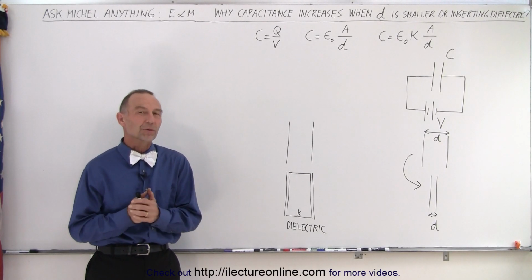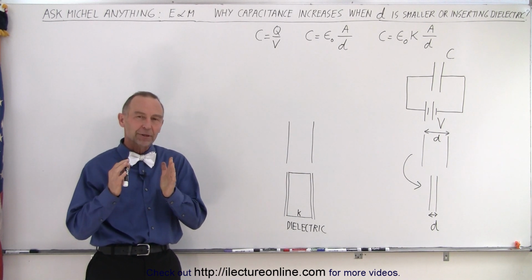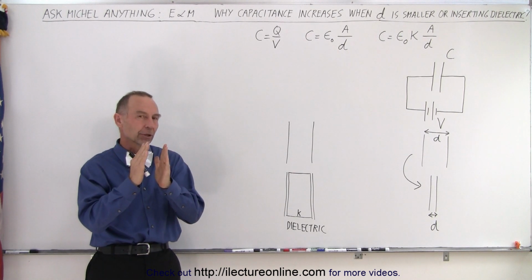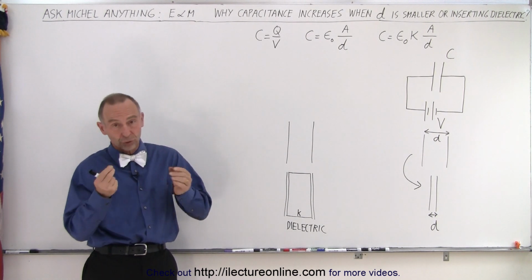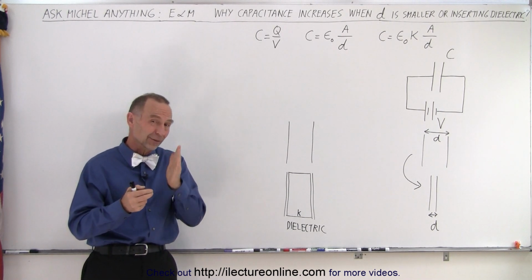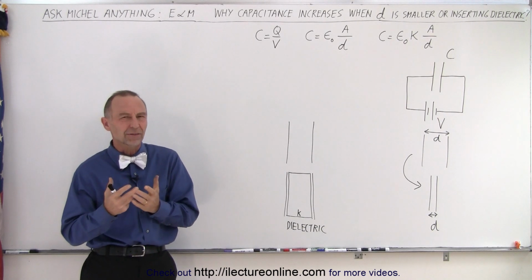One of the viewers posed a very interesting question. The question was, if you have a capacitor and you bring the plates closer together, the capacitance increases, and presumably because there's a greater interaction between the charges on one plate and the charges on the other plate. So that seems to make sense.